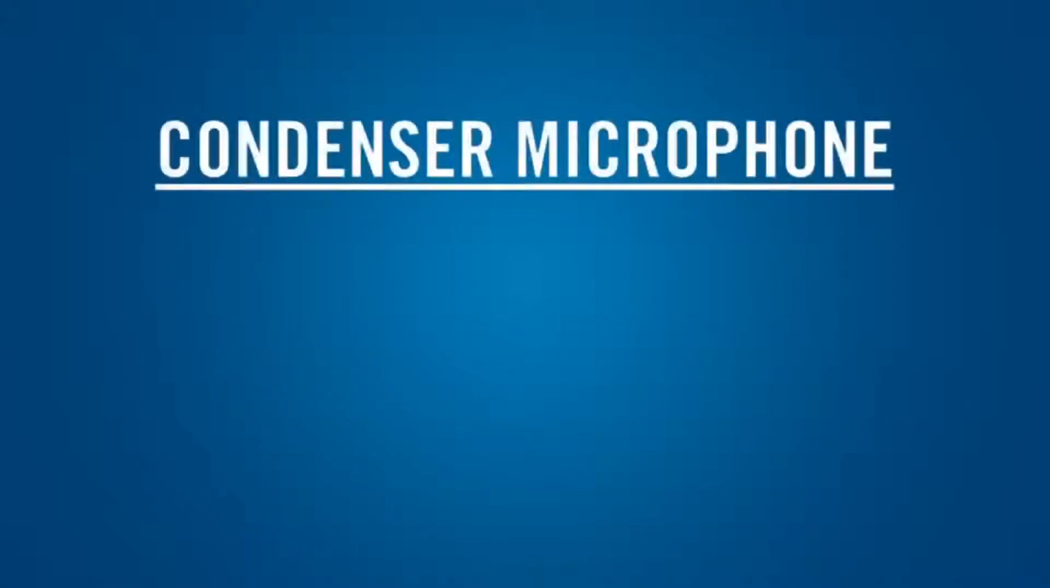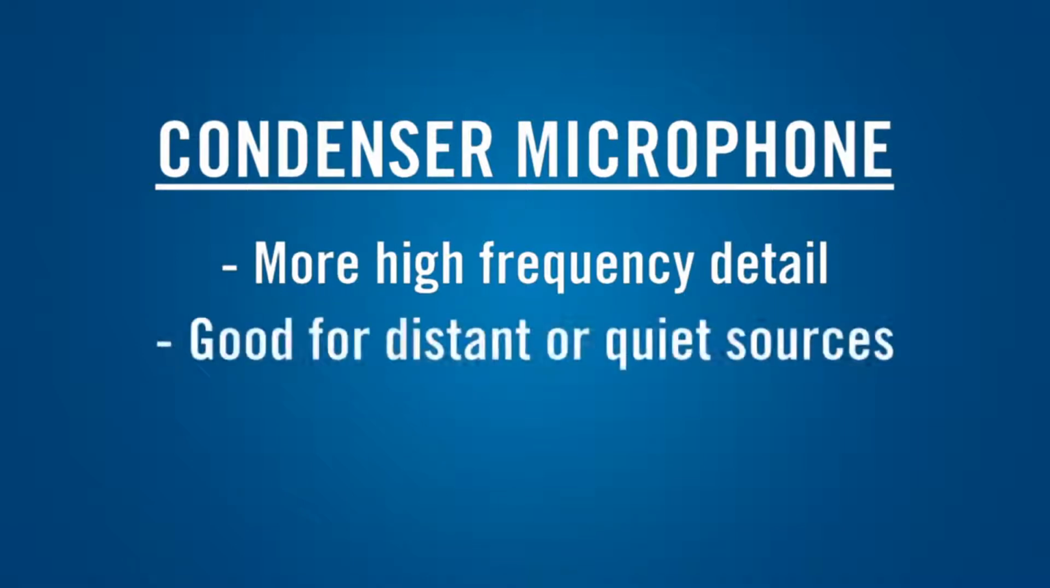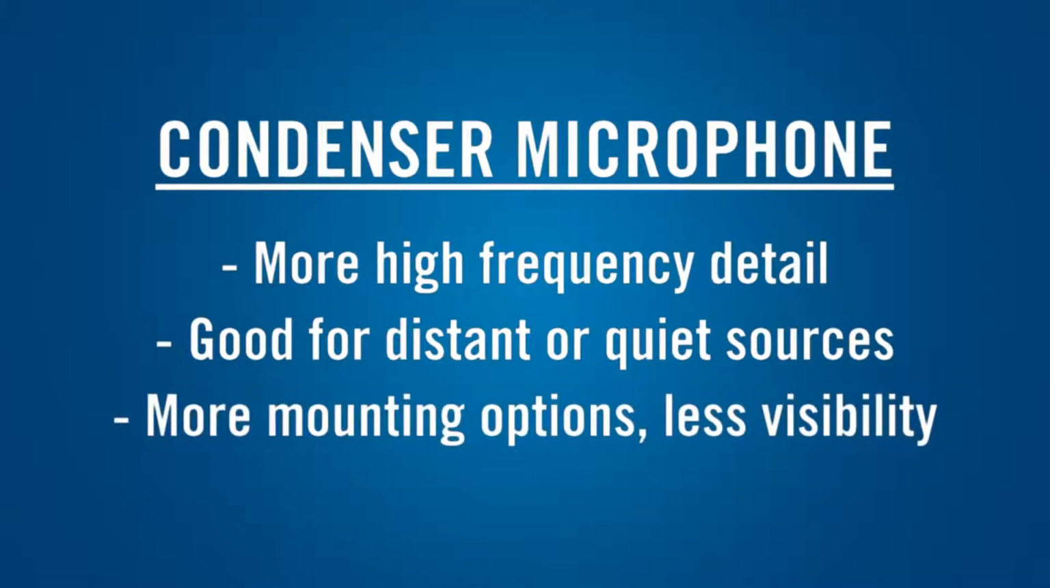Since there is no voice coil in a condenser mic, the sound waves only have to move the diaphragm. This gives condenser mics better high-frequency detail than dynamics. This makes them ideal for miking stringed instruments, percussion, piano, or subtle vocals. Condenser mics usually have higher output than dynamics, so they're good for distant or quiet sources. Since there's no magnet in a condenser mic, they can be made extremely small, which makes it easier to mount them in tight spots and make the mic less visible.